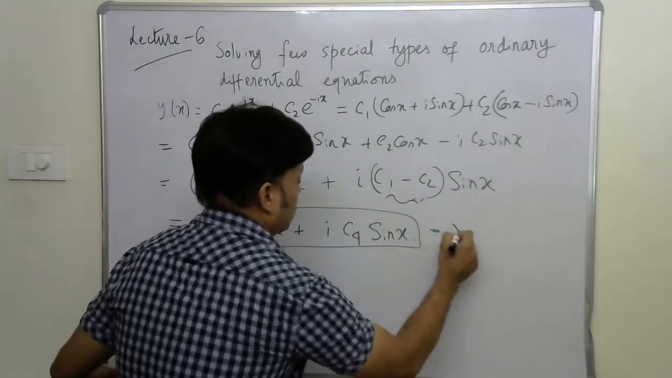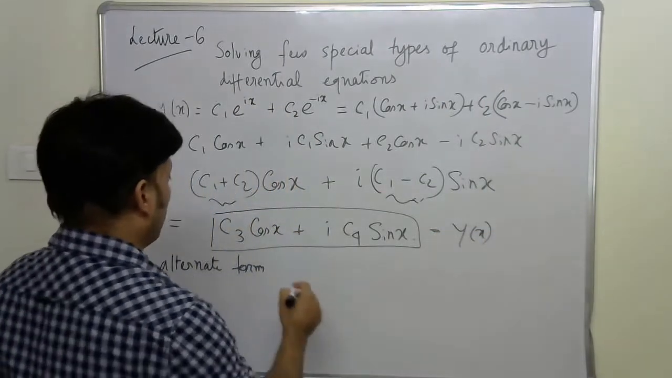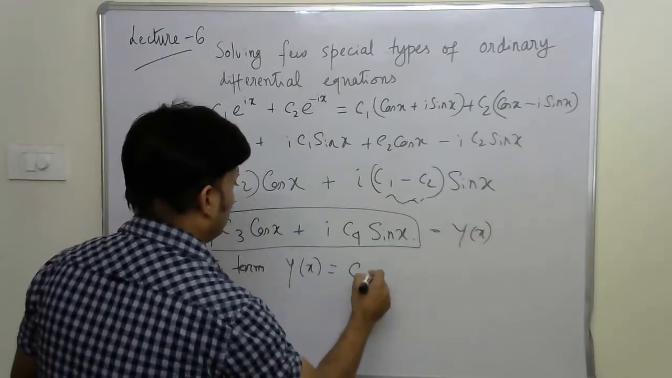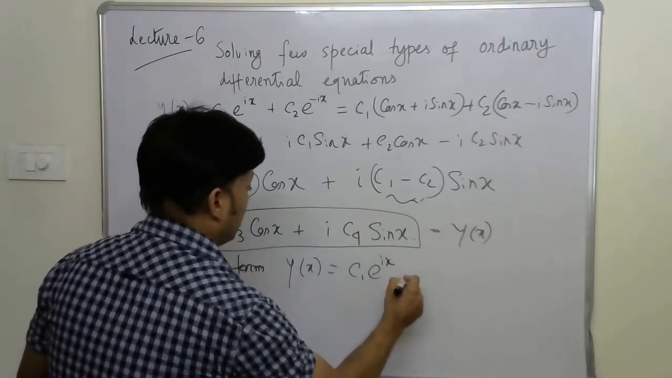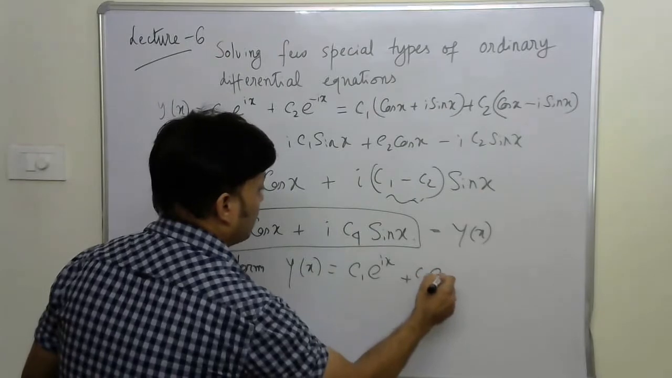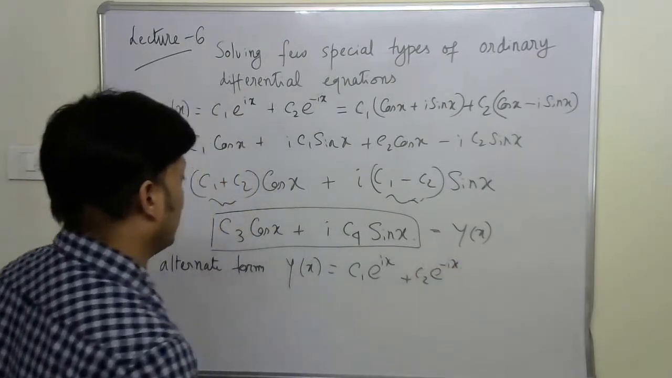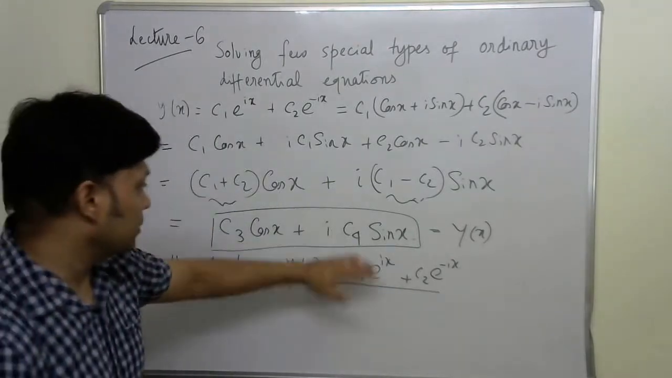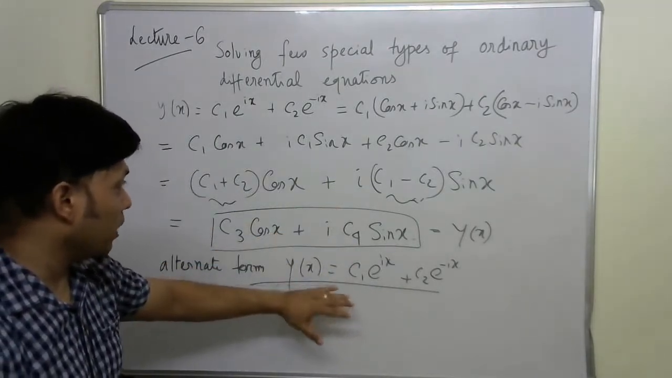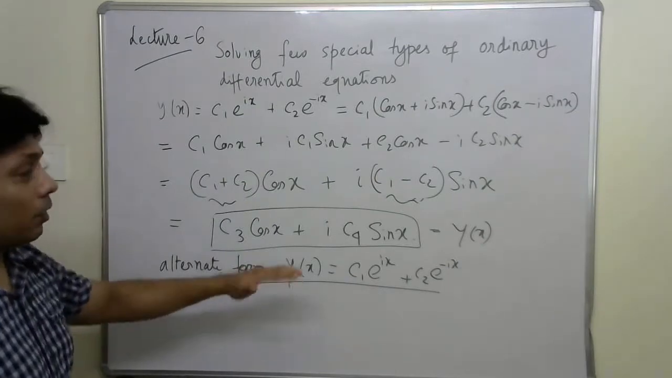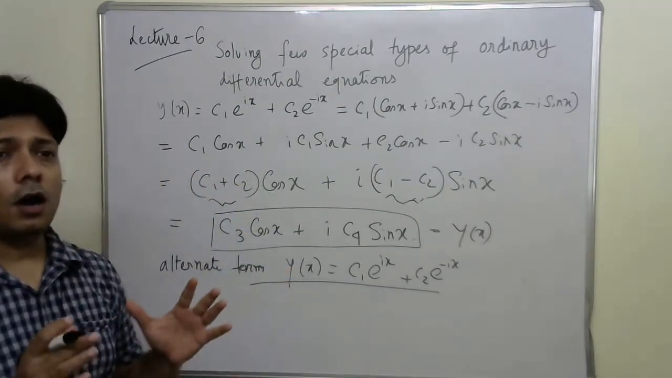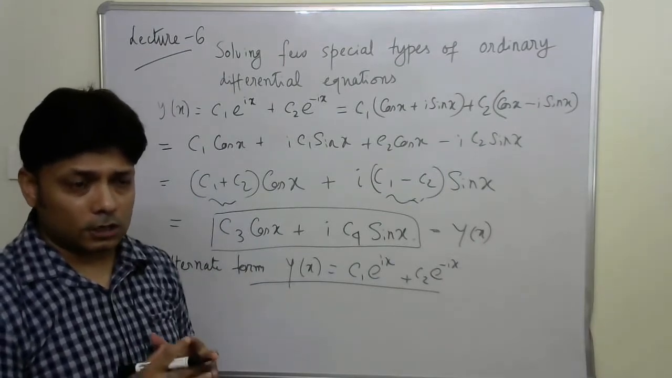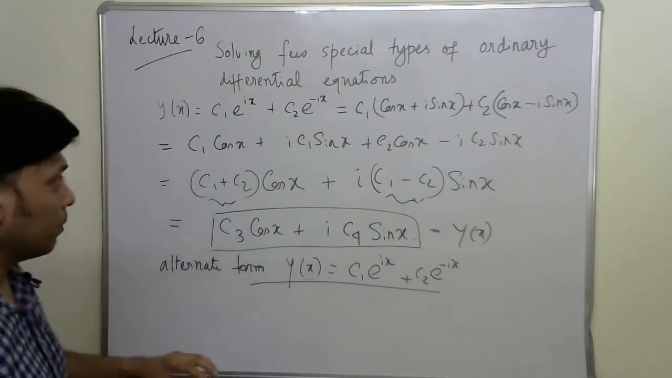So this is y of x. So the alternate form also y of x is equal to this one, c1 e to the power ix plus c2 e to the power minus ix. Okay, so this is the solution. So either this one or that one is the solution of the particular ordinary linear and homogeneous differential equation that we are talking about.